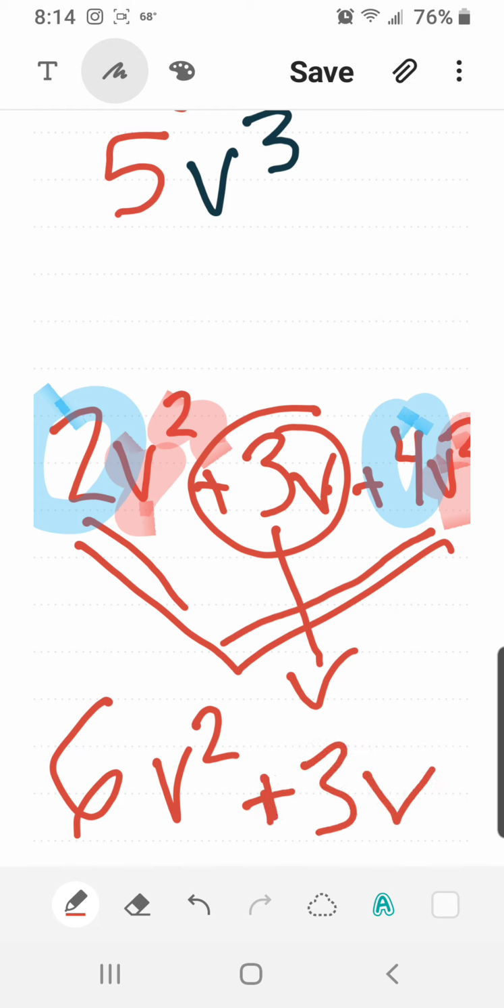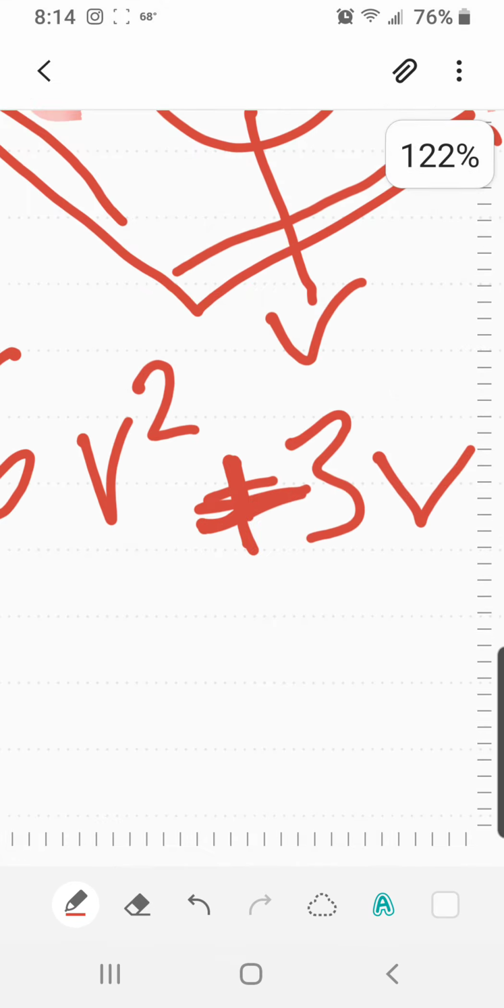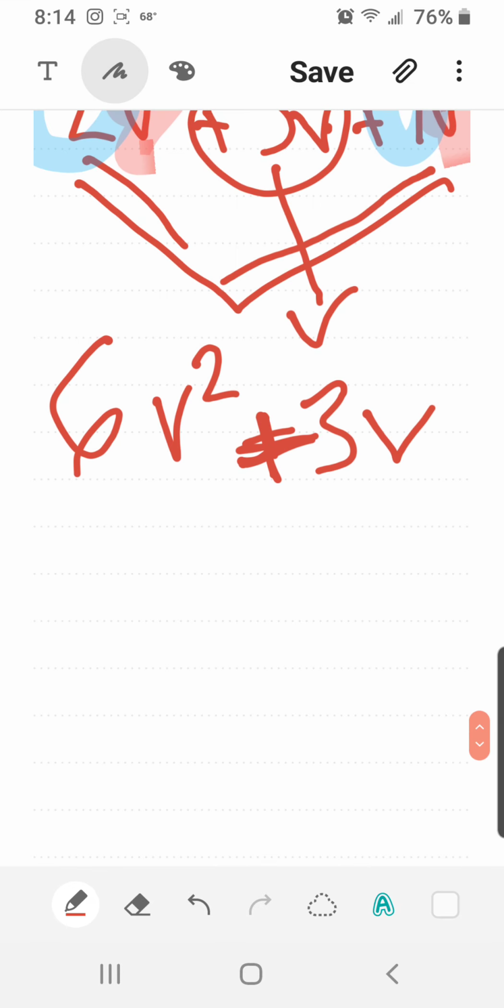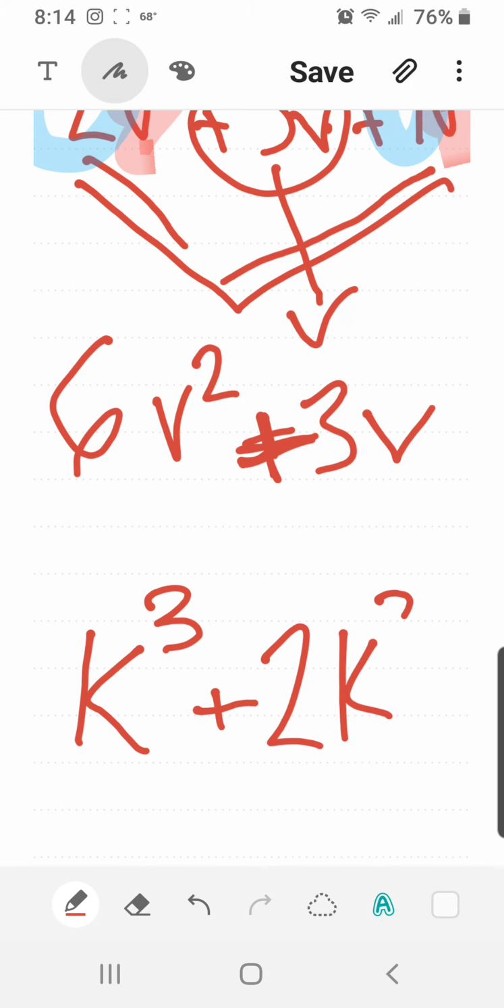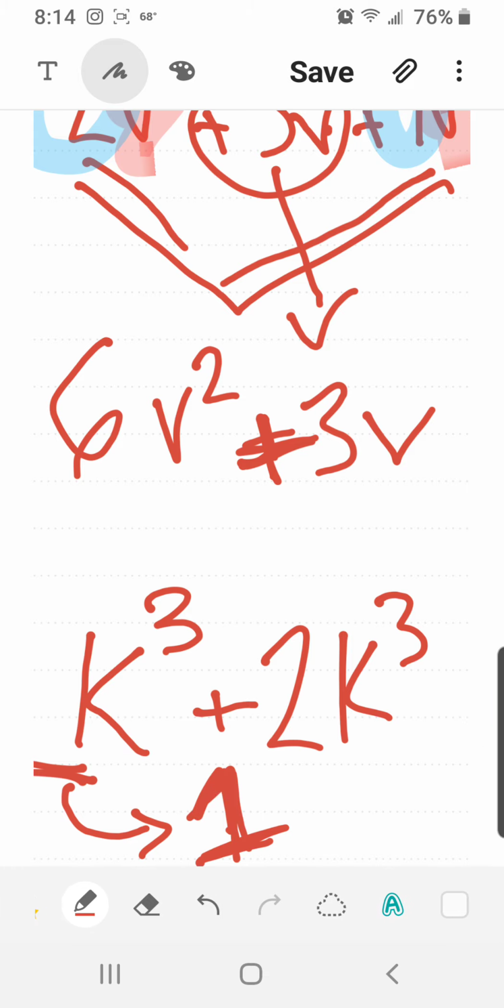Okay, so that's a very short introduction to combining like terms. Again, same variable, same exponent. Also, again, if there's no number, what does that mean? No number is just a 1. Because 1 times anything just gives you that thing.